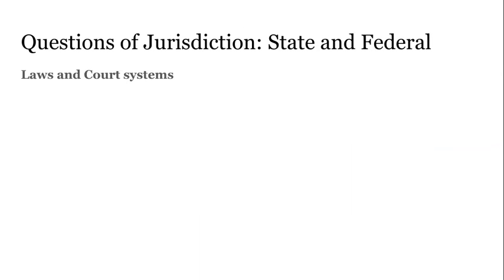So we can look at law and court systems. So now we have an understanding of what types of law, statutory, common law, generally speaking, what's the role of the judiciary, and then questions within the court system itself. How do the court systems work in the United States, laws and court systems?